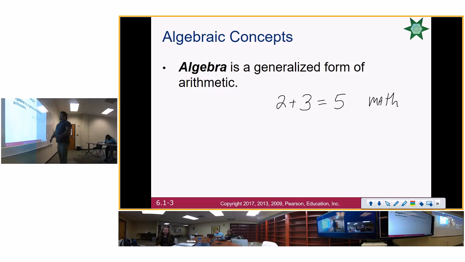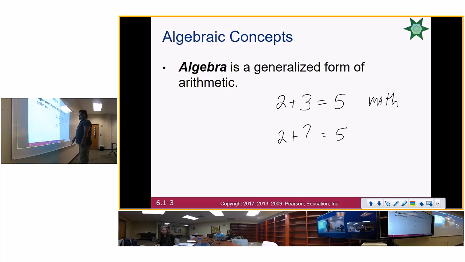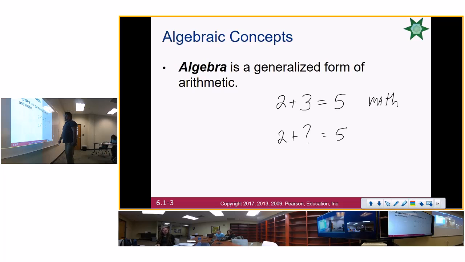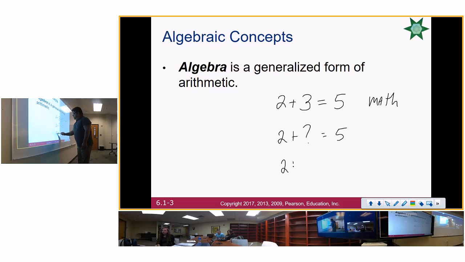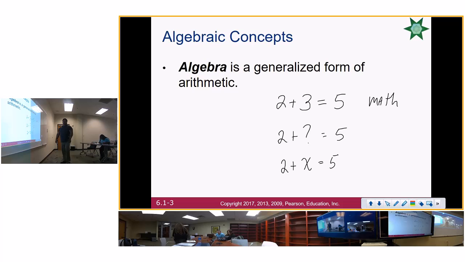Algebra is taking one of those out that you don't know and replacing it with a question mark. And then a question mark is too redneck, so you have to replace the question mark with a variable, usually x. And that is the difference between math and algebra.